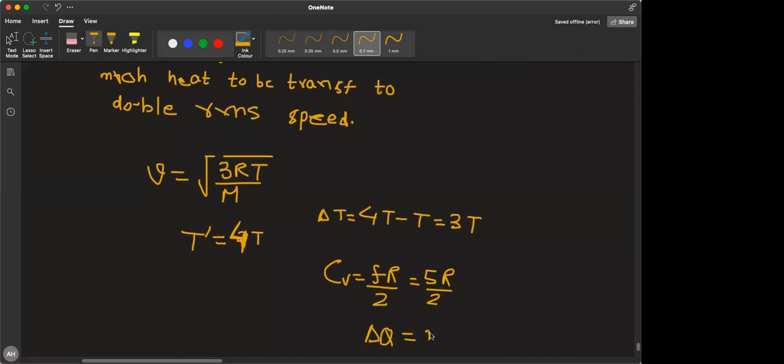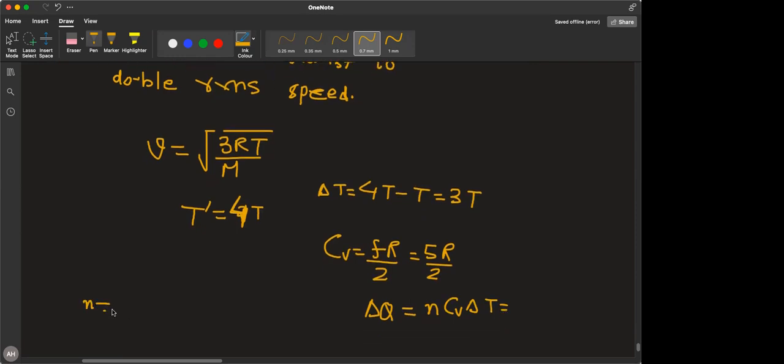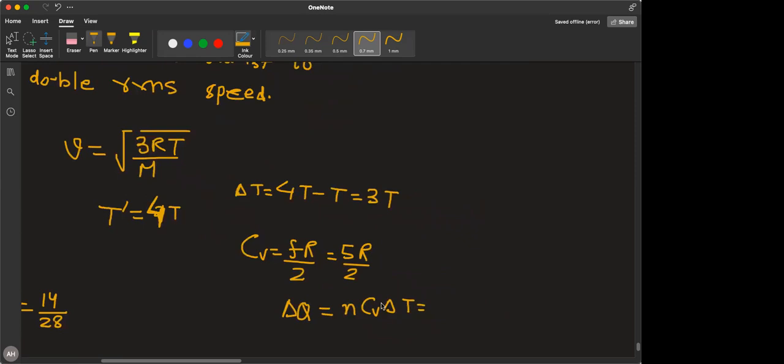Delta Q is nCv into delta T. How will you calculate the number of moles? You have 14 gram of nitrogen and 28 gram is the molar mass, so it's 0.5 moles. Should we substitute the value of R? Yes, you have to substitute R, and you have to put T in Kelvin now. Your T was 27 degrees Celsius, so it would be 27 plus 273. This is how you can calculate. So this is how they combine KTG, PV, thermodynamics.